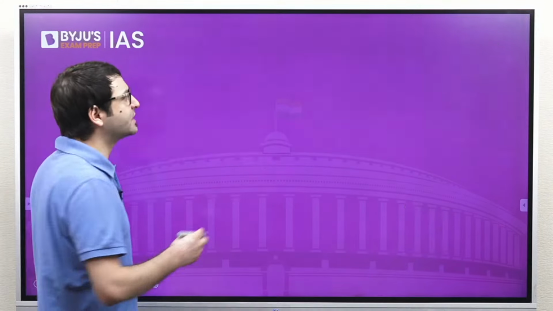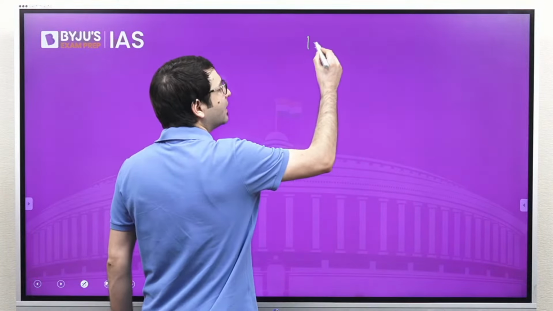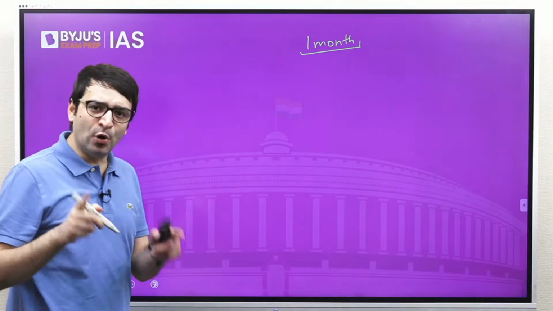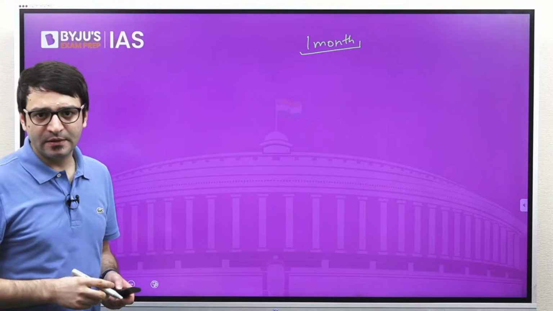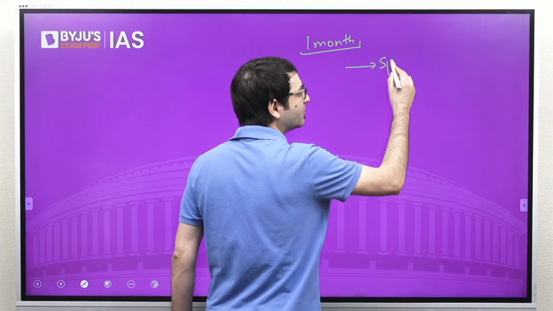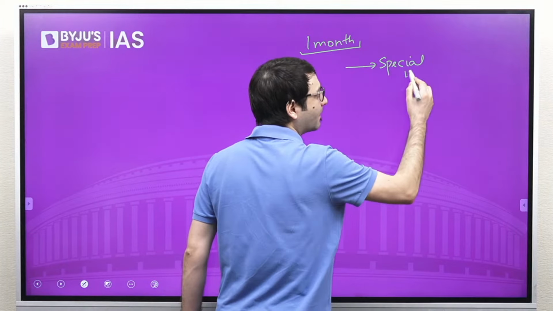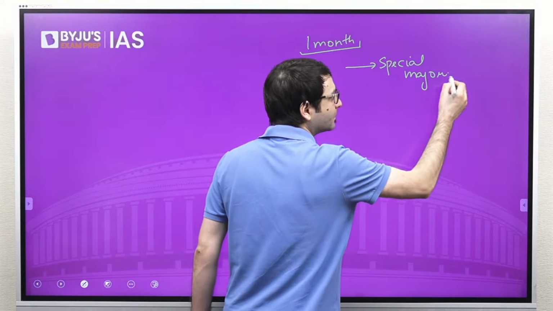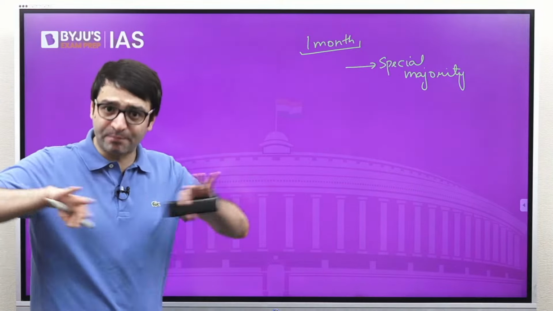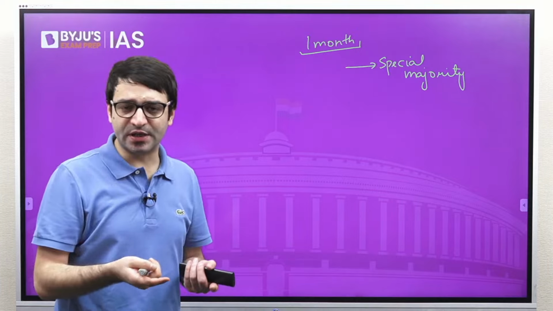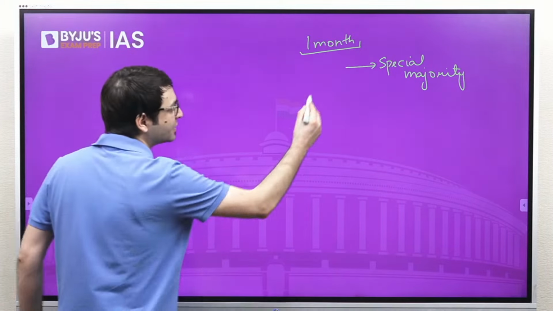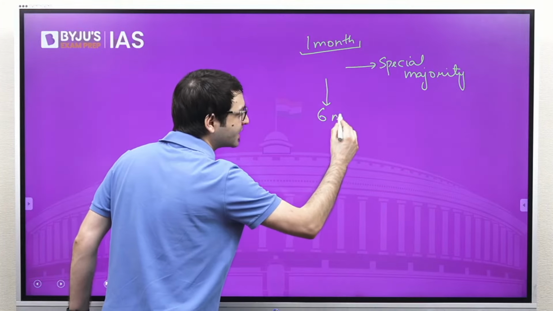And national emergency, once it is proclaimed, within 1 month of its proclamation, both Lok Sabha as well as Rajya Sabha have to approve national emergency, that too by special majority. And when both houses of the Parliament separately approve national emergency by passing a resolution by special majority, this national emergency continues for 6 months.